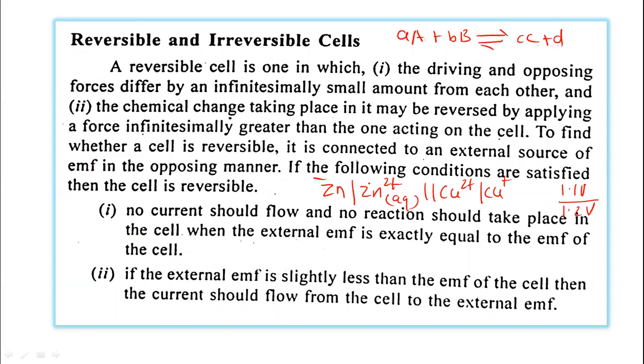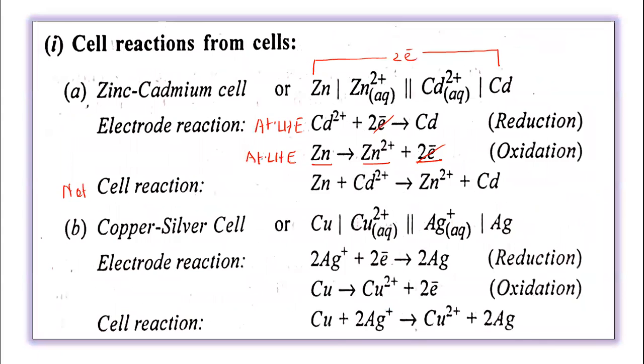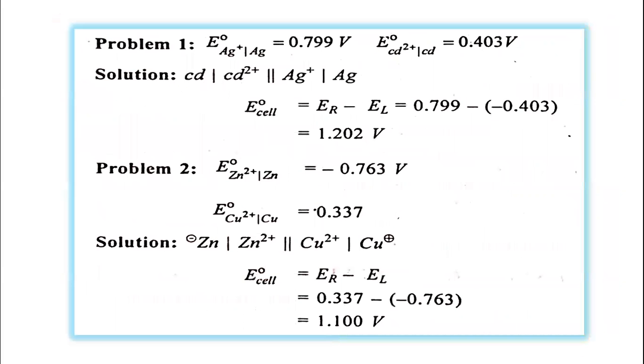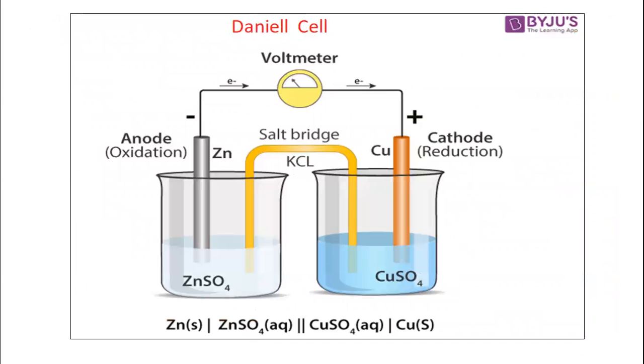And current will flow in the opposite direction. With the help of the diagram, I would like to discuss this. It belongs to the Daniell cell. Okay, we have the diagram of the Daniell cell. Now we want to find out whether this Daniell cell is a reversible cell or an irreversible cell.